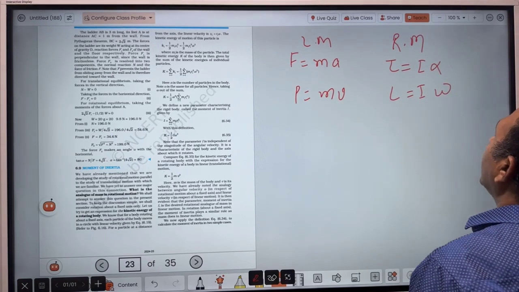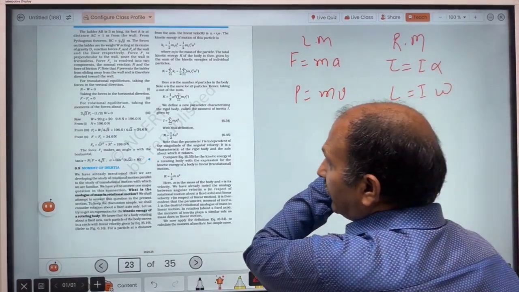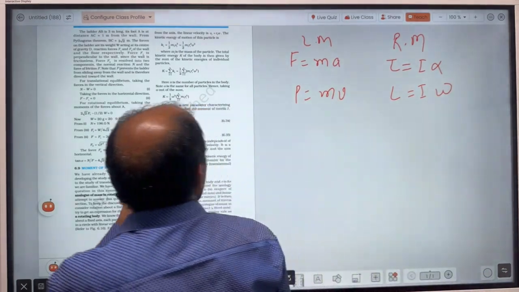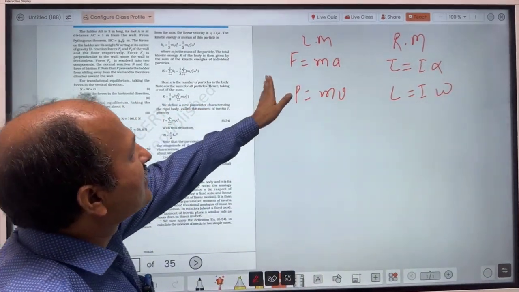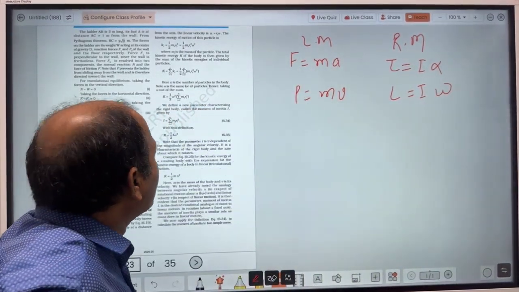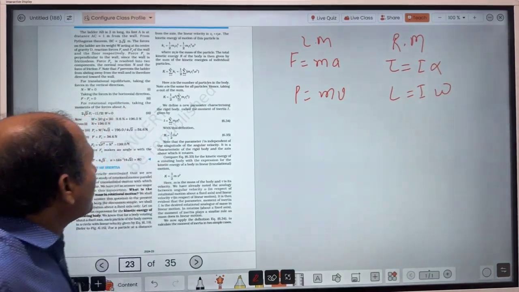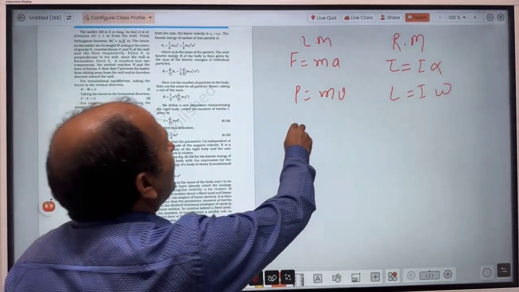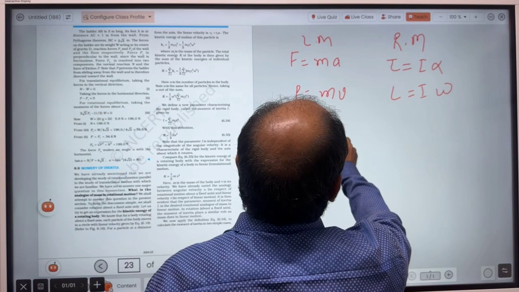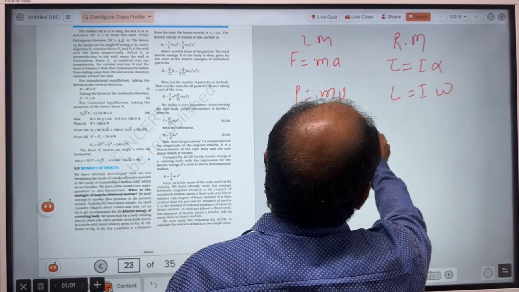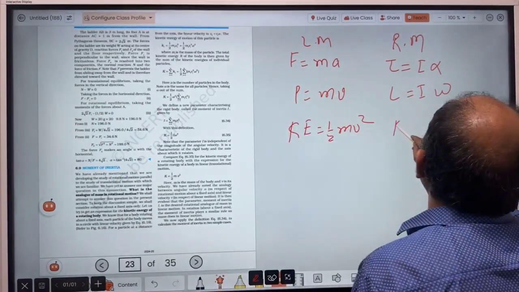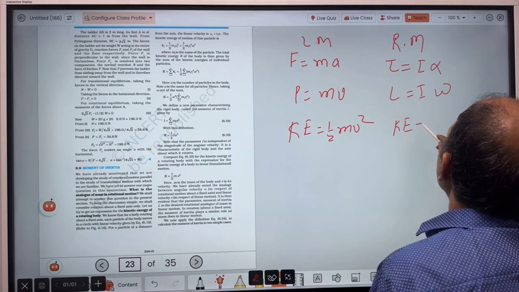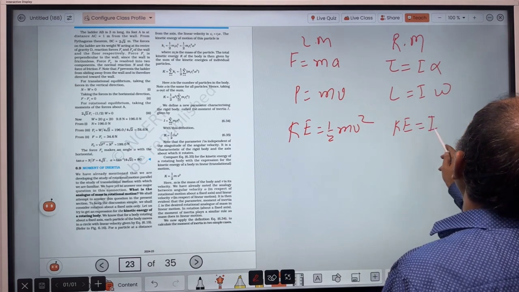Similarly, suppose you write kinetic energy, 1 by 2 mv square. In case of rotational motion, we can write rotational kinetic energy. That will be 1 by 2 into I, and v will be replaced by omega square. So any relation can be written and they will all be similar. Later on we will see the derivations, also different types of derivations.